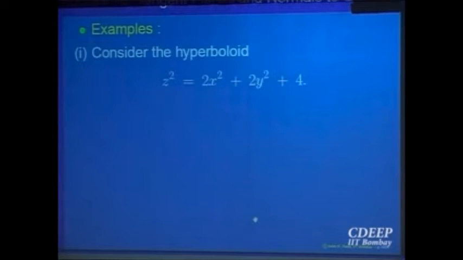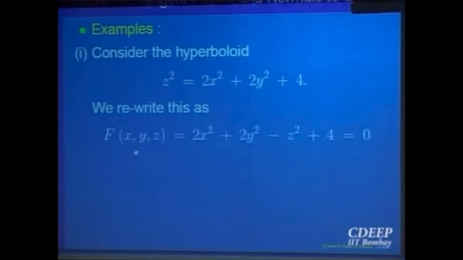Right. So some examples. Let us say z square is equal to 2x square plus 2y square plus 4, and so on. This equation can be written implicitly. You can write F(x, y, z) equal to, you can take it this side or that side, it doesn't matter which way you take it, so 2x square plus 2y square minus z square plus 4 is equal to 0. And from there you will get the gradient vector.